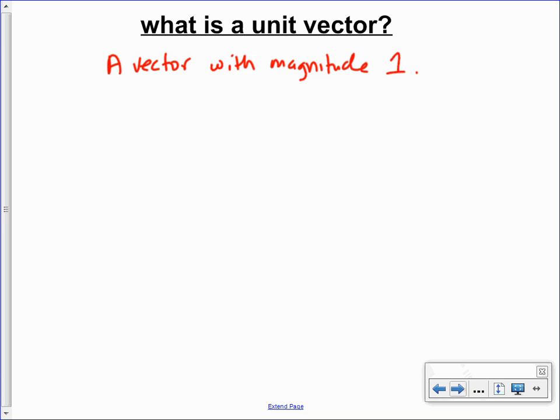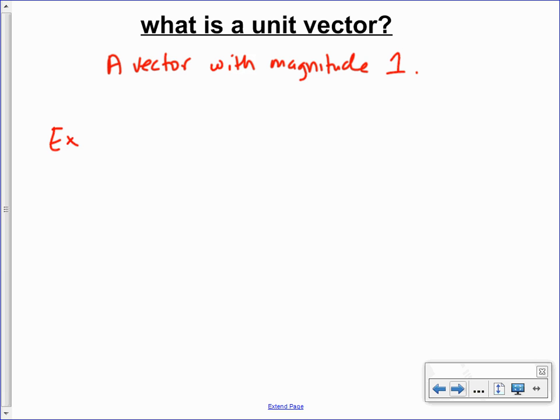This is like how we change everything to the unit circle, because we just want the radius to be 1. The radius could be anything, but we'll always go back to that unit circle where the radius is 1. So a unit vector is a vector with a magnitude of 1. How do we find it, you ask? Good question.